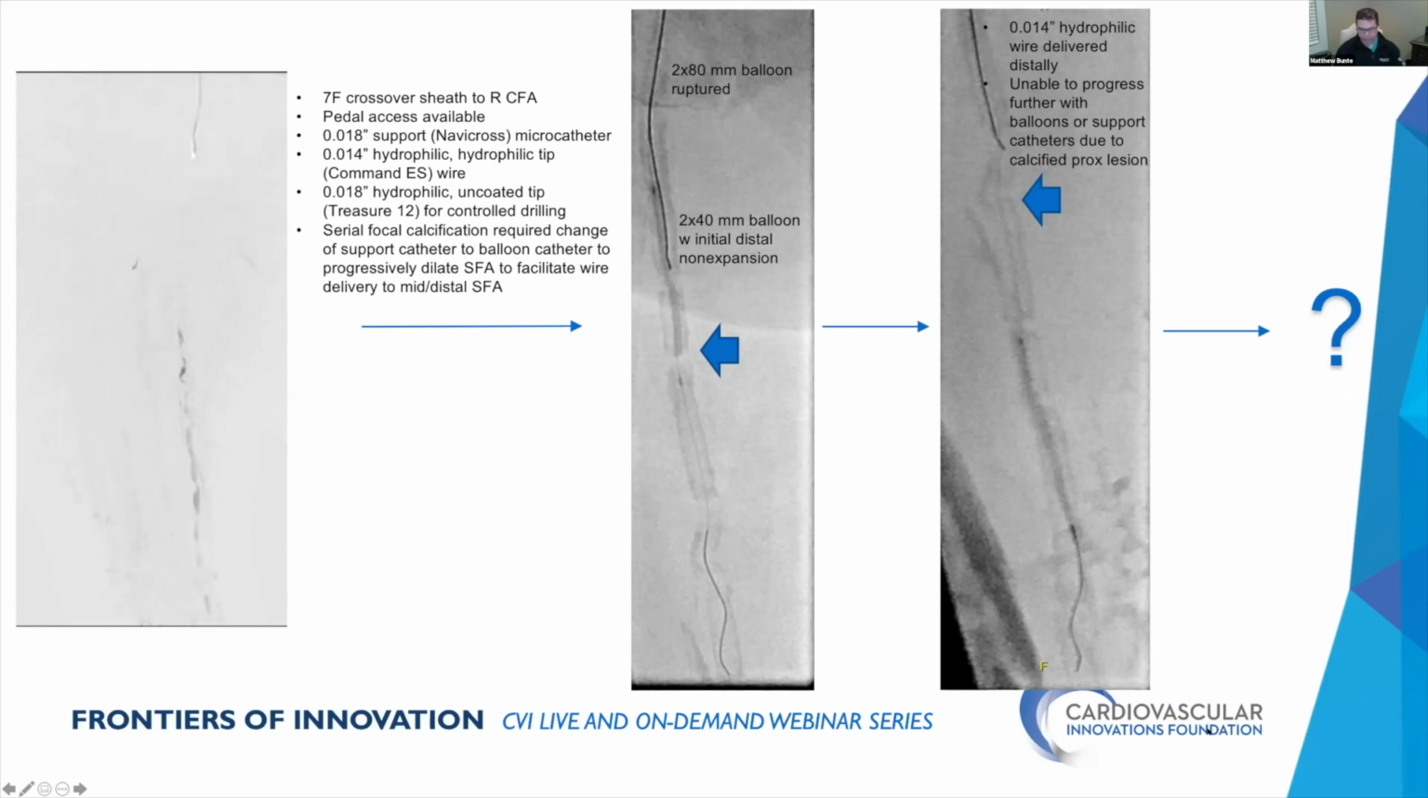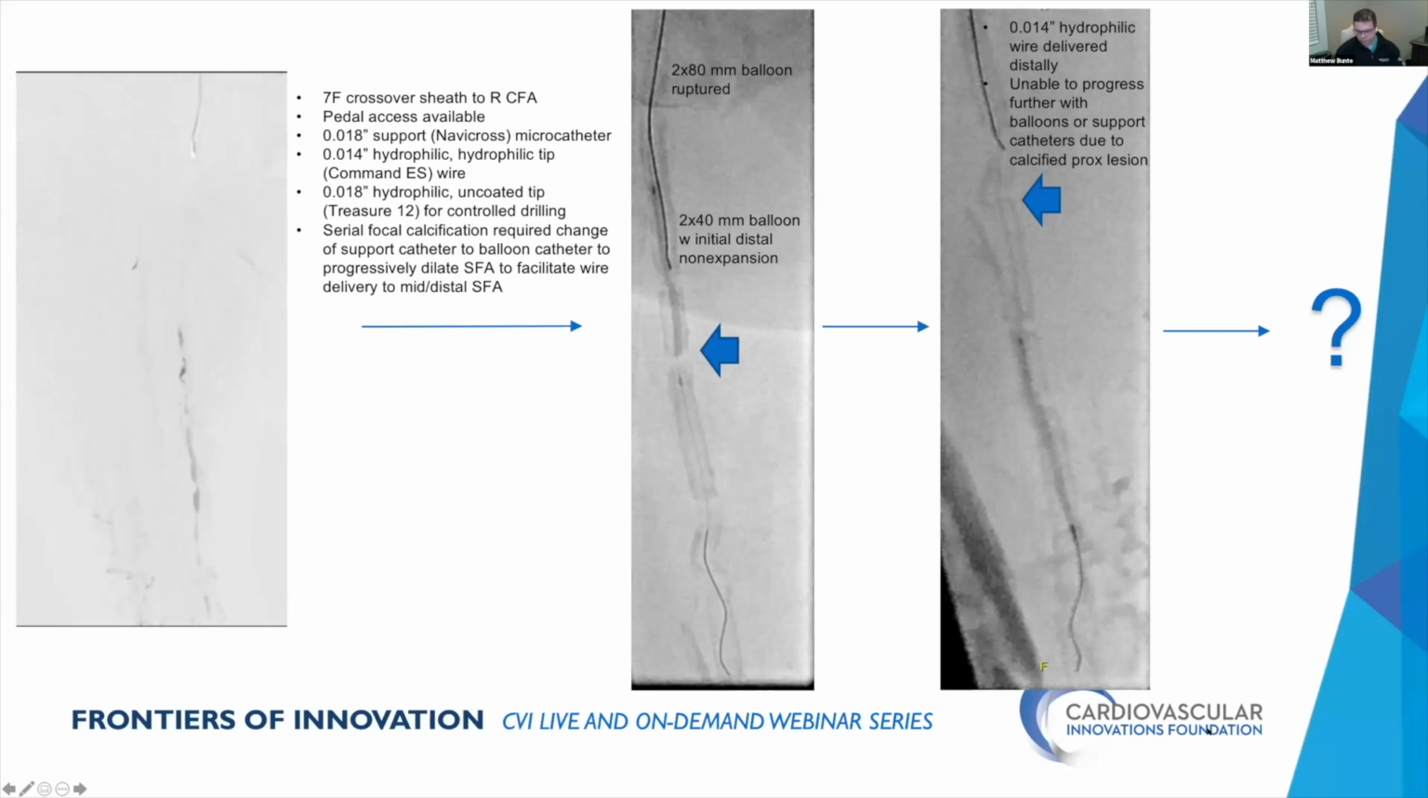And so these little blue arrows are going to represent where the really particularly calcified lesions were as we went through. And really, I got to a point where I was not able to progress any further, despite using hydrophilic wires and supports, using balloon catheters to help push through calcified lesions. I was not able to get any farther with this calcified lesion, so I had to do something about it.